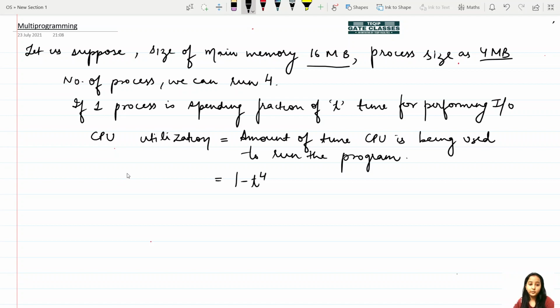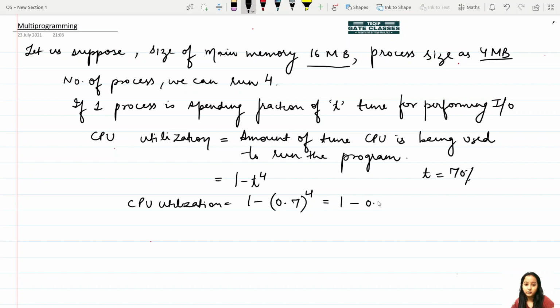Let me suppose that t is 70%. Let me calculate it. CPU utilization in this case will be 1 minus 0.7 raised to power 4, which comes to 1 minus 0.2401, approximately 76%. So in this case the CPU utilization is 76%.